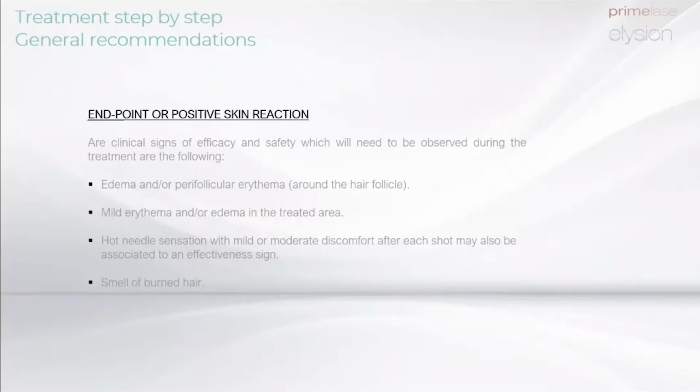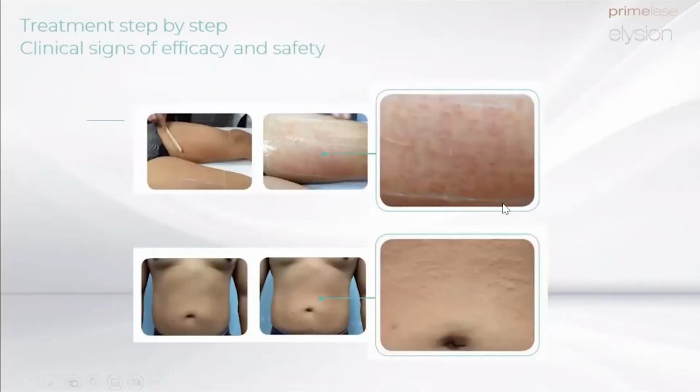Also, it can be a positive endpoint if there's mild erythema or edema in the treated area. It's also a really good endpoint, this hot needle sensation that the patient will tell you, or even the smell of burnt hair. So we need some of these conditions to happen to guarantee that the treatment has been effective. Here you have some examples of this exact perifollicular erythema just around the hair follicle. This really shows the effectiveness of the treatment.